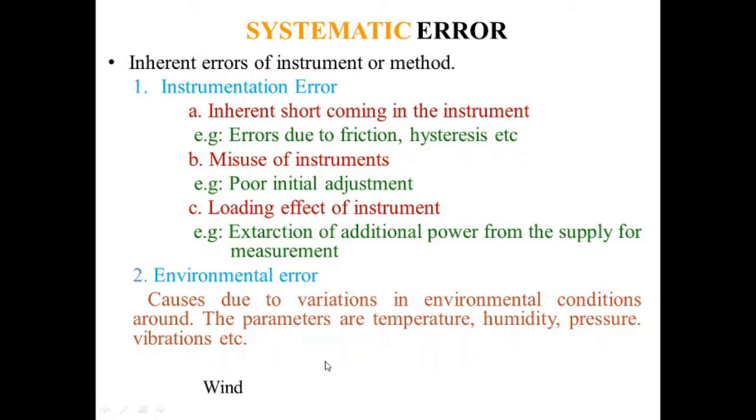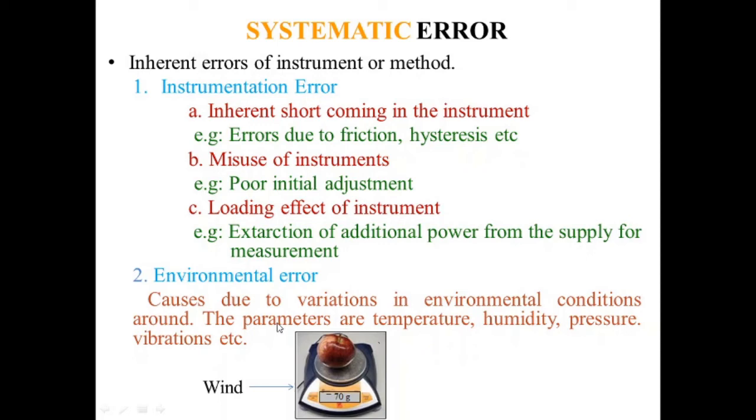For example, we are going to measure the weight of an apple by using a weighing machine. The normal weight of an apple is about 70 gram, but because of the impact of environmental conditions, for example wind, it can impact the weighing machine, so there may be a change in the measurement. Here you can see that a minus came because of the impact of the wind over the measuring unit. Such cases we call the environmental error.